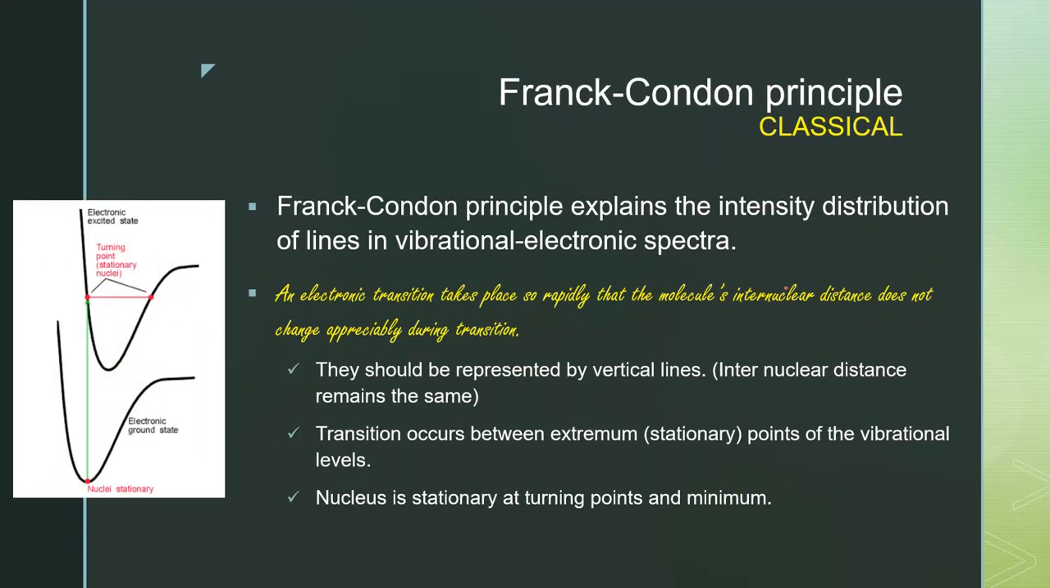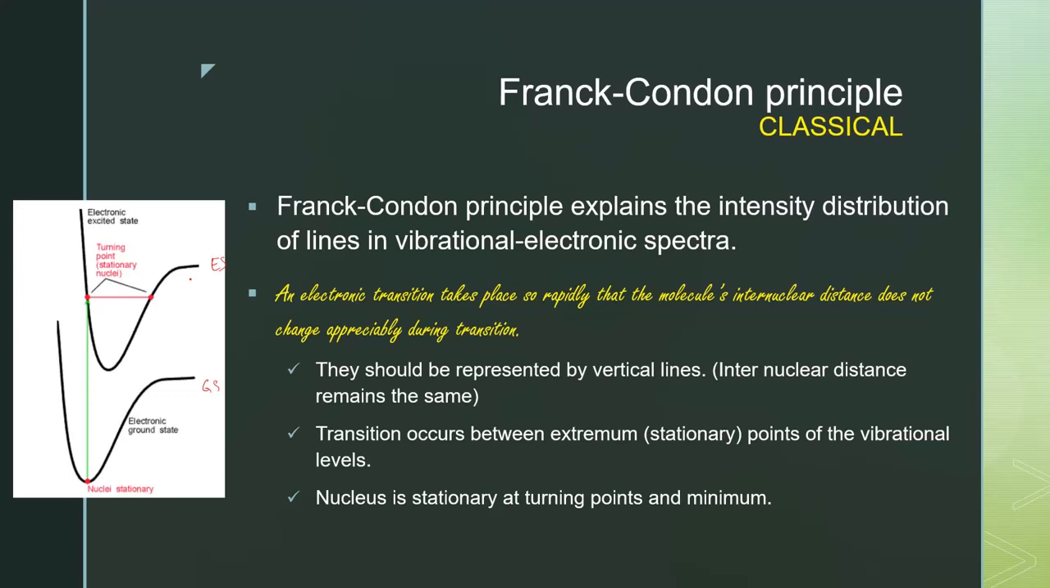Now let us step into the Franck-Condon principle. Here see we have two potential energy curves, and this denotes the ground state and this denotes the excited state. So the Franck-Condon principle is used to explain the intensity distribution of lines in vibrational electronic spectra. That is, in electronic spectra, instead of having a single line, we have a band of lines which arises due to transitions between the vibrational states also. And these bands which arise are not always of a single intensity. Some bands or some transitions are more probable, or they are more intense than other nearby bands.